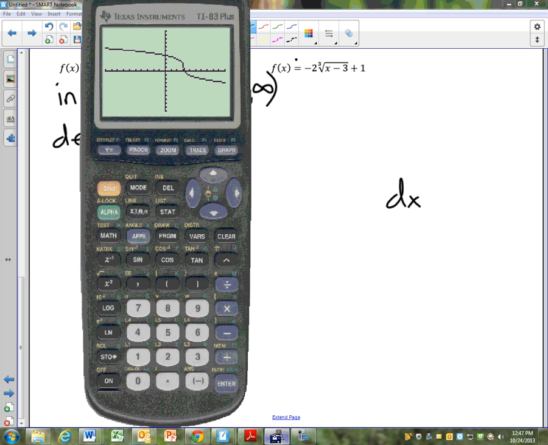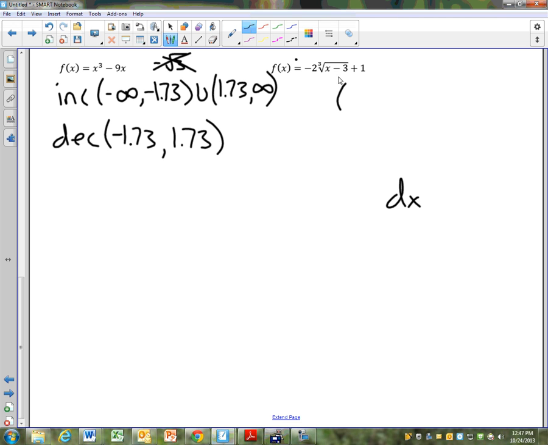So what we do is, how do you find that spot? There's no special calculating button to find that spot. If you look at the tick marks, what does it look like it's at approximately? 3. And if you notice, this graph is shifted over 3 units, so it is 3. So we would say decreasing from negative infinity to 3, and then from 3 to infinity. So we just excluded that one value. Question?